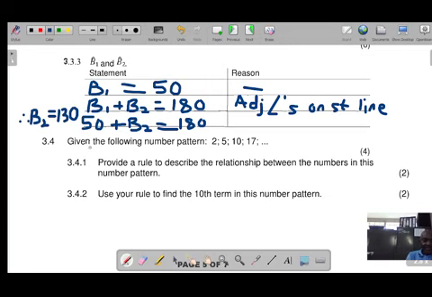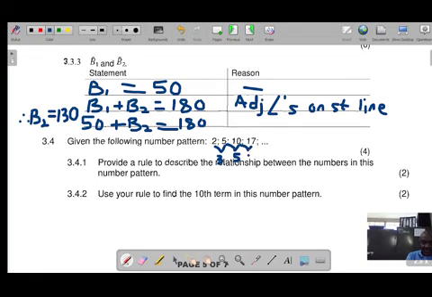Now, this other question was saying: given the following number pattern, 2, 5, 10, and 17, provide a rule to describe the relationship between the numbers in this number pattern. In such a question, we take the common difference. What is 5 minus 2? 5 minus 2 is 3. And what about 10 minus 5? It's 5. What about 17 minus 10? That is 7.